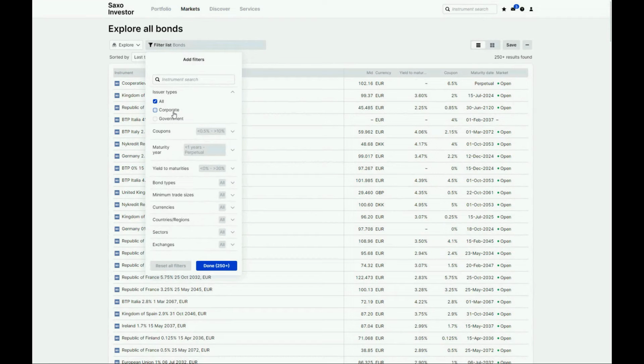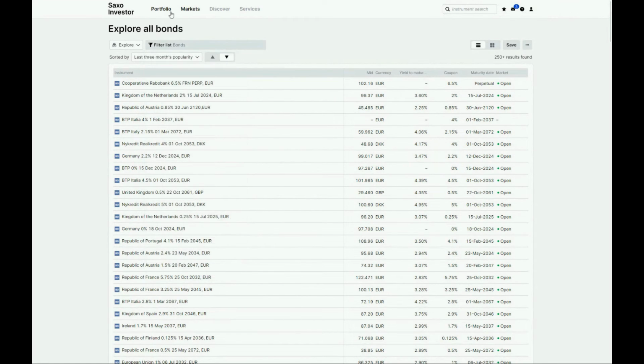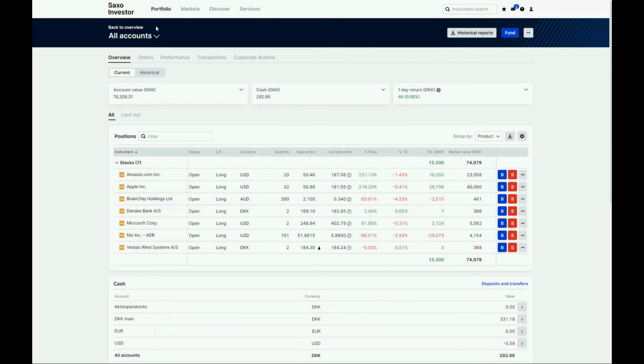That's a really quick way to sort out more than half of the bonds. And if you're looking at your portfolio overview, you see your 1-day return, how much your account is valued at, how much cash you have on the account.